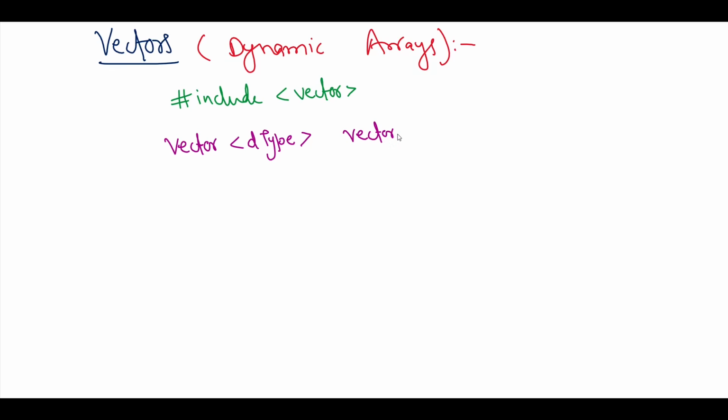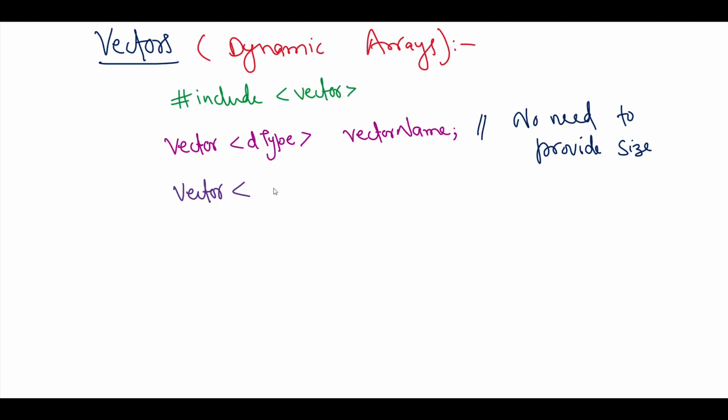But in the vector we don't need to do so, because these are dynamic arrays and they can increase or decrease their size as required. So you have to write vector, data type, and vector name. So if you want to create a vector v1 of data type string, you have to write something like this.